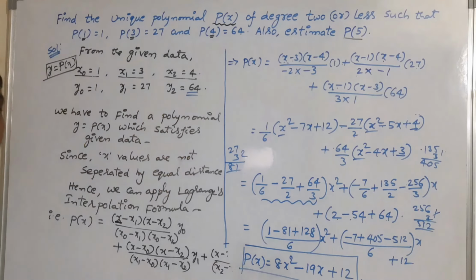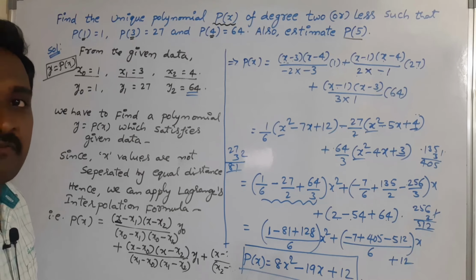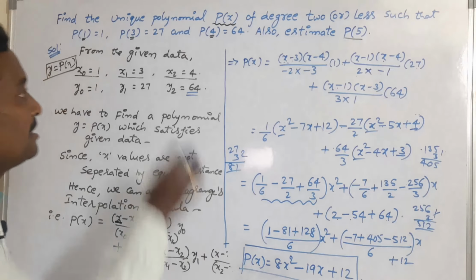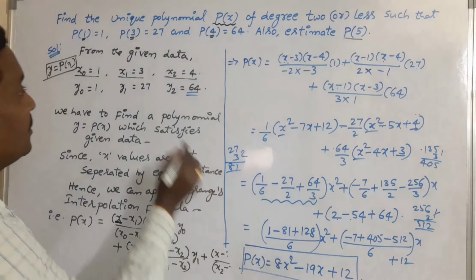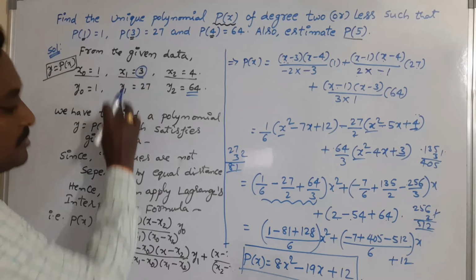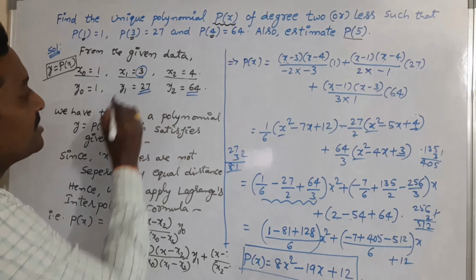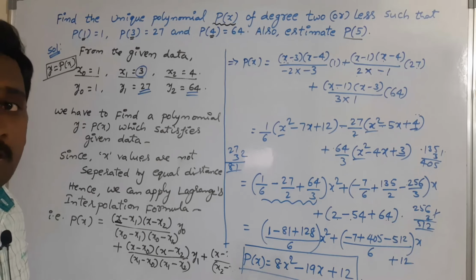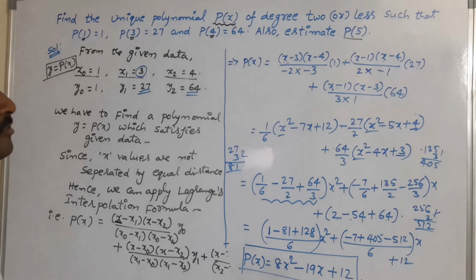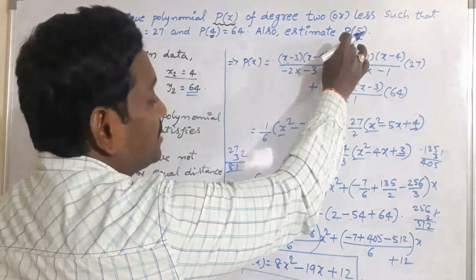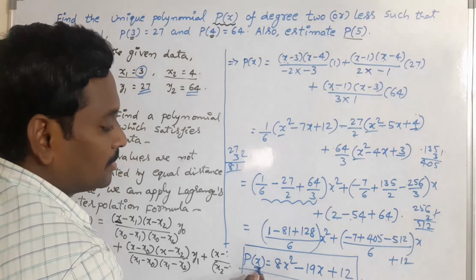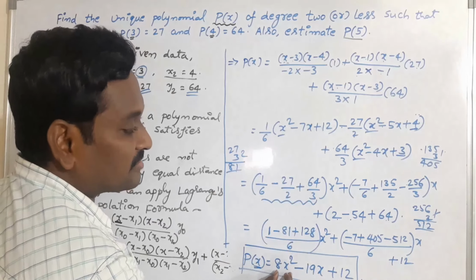After getting the polynomial, you can easily check whether your answer is right or wrong by substituting given values in this one. For example, you can replace x is equal to 3 in this one, definitely you will get 27, otherwise your answer will be wrong. Okay, now we have to estimate the value of p of 5. So whenever we have x, you should replace x is equal to 5 in this one.